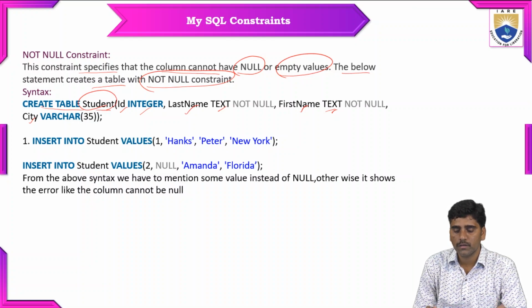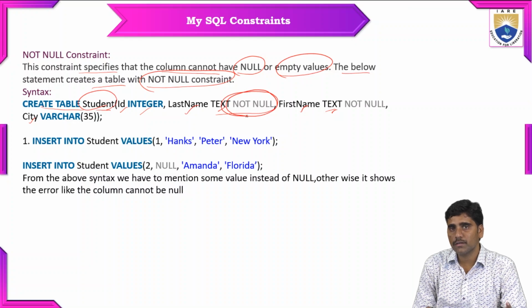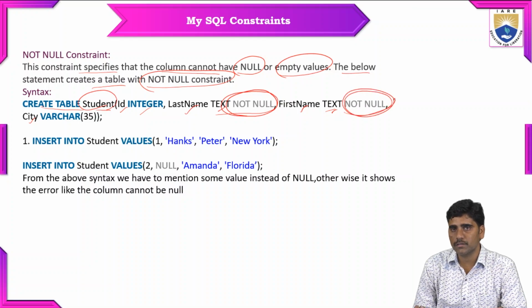Now here the last name text is applied with the not null constraint. And first name text is also applied with the not null constraint. That means if you leave that field empty, it must and should ask you to enter some value.